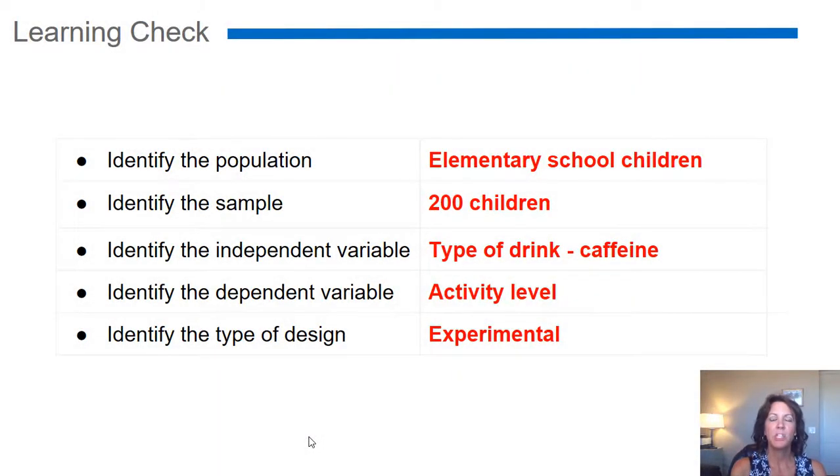So the population was elementary school children. That is the total population. The sample was the group of 200 children that were pulled aside to be studied. The independent variable was the type of drink or the caffeine drink. The dependent variable was their activity level, and this was an experimental design.